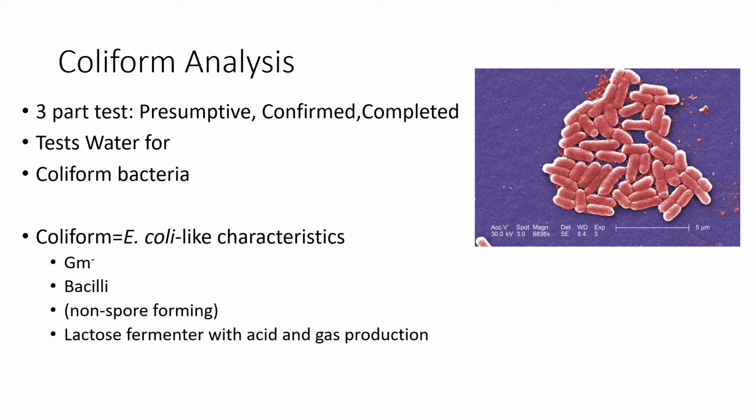So there's three tests for the coliform bacteria, and coliform, that also has a definition which we do need to know. It means having E. coli-like characteristics, and that means that you're just like E. coli. If you're a coliform, you are gram-negative, you are bacilli, you don't make spores, so you're non-spore forming, and you ferment lactose with acid and gas production.